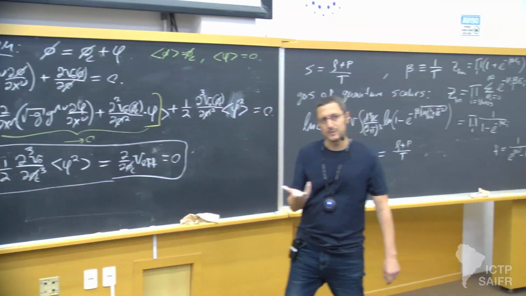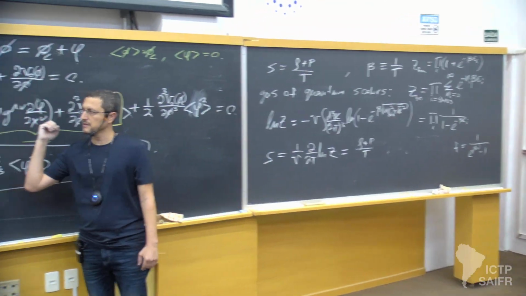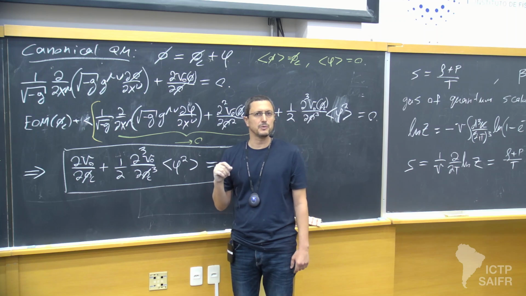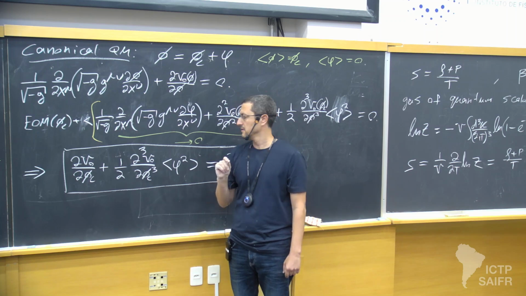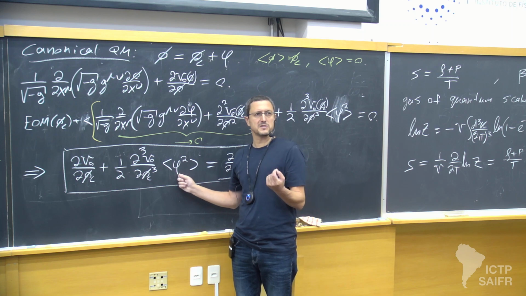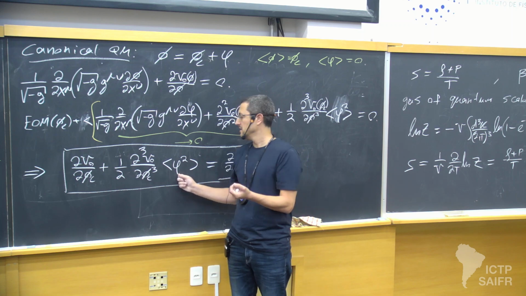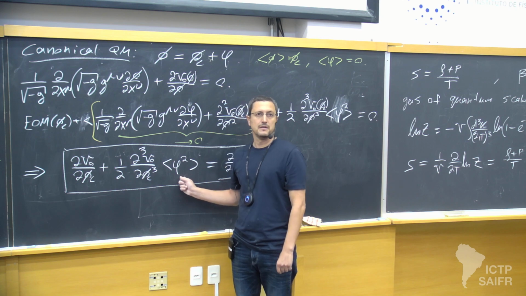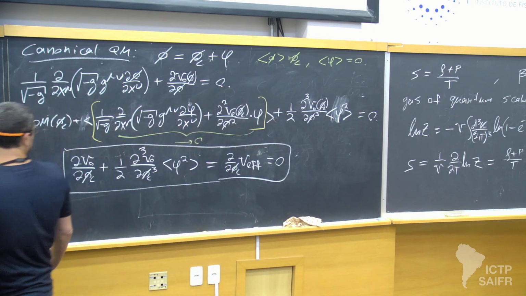What is cute about this is that unlike in the thermodynamic derivation, I didn't need to specify at this point what was the quantum state of var phi. In fact, defining the quantum state is the same as specifying the expectation value of phi squared. So now let's play with this a little bit.